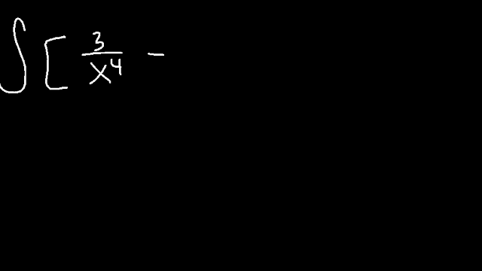Now let's try one more. So let's say if we have the integration of 3 over x to the 4th minus e to the 3x plus 2 over 5 minus 4x.